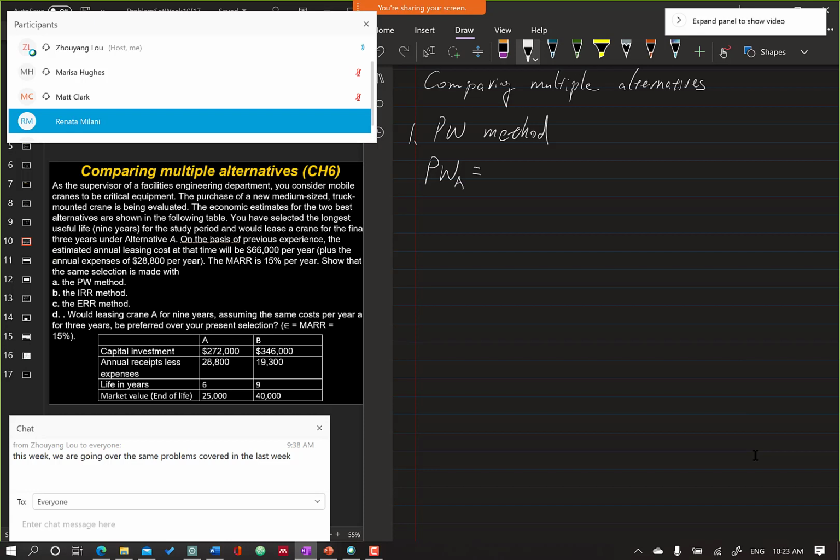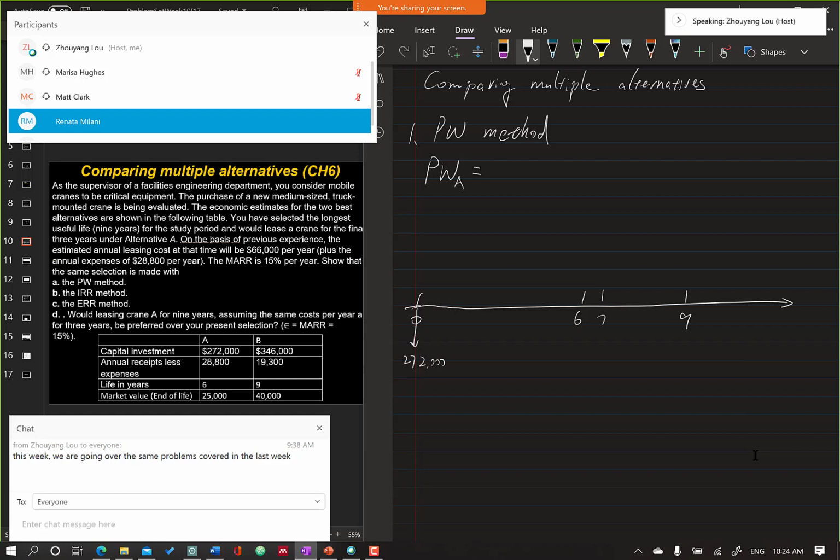So what we have is project A. Let's draw the cash flow diagram for this one, starting at year 0. I think there are some major time stamps: 0, 6, and maybe 7 to 9. So for year 0, the capital investment for A is 222,000, and the annual receipts less expenses.